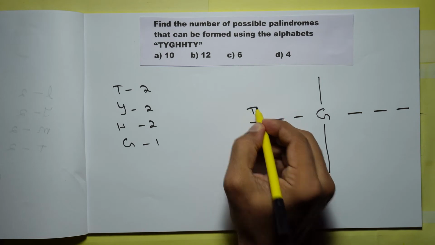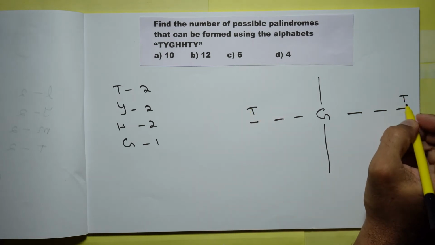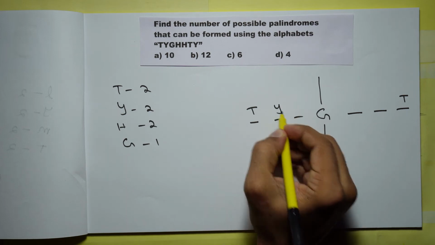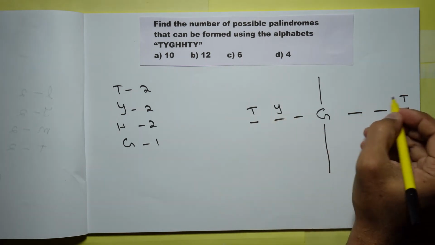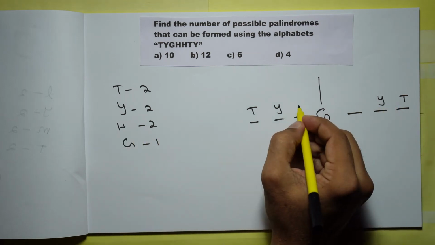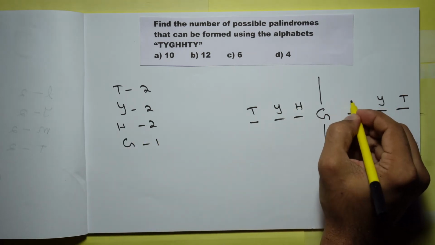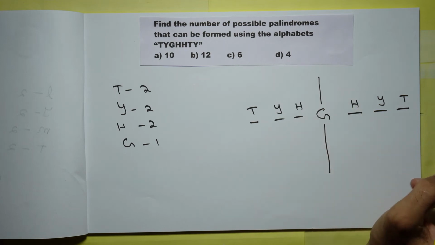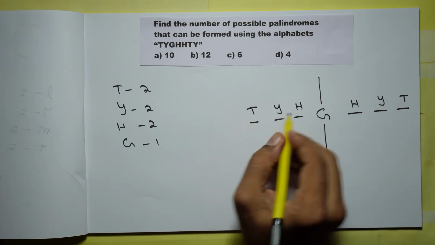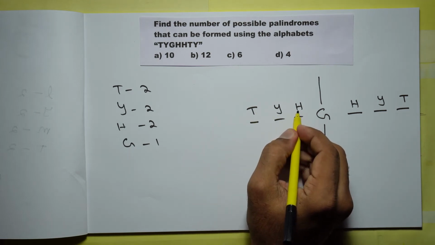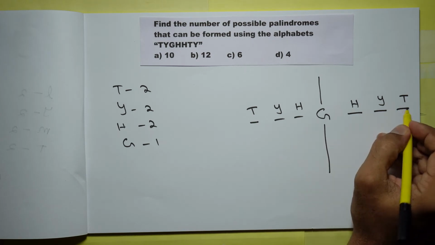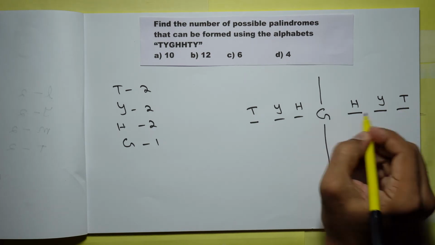Now 2 T's are there. So 1 T will be here and the other T has to be here. 1 Y will be on this side of the line. So 1 Y can be kept here. Then compulsorily the other Y should be kept here. 2 H's are there. 1 H, if you fill it here, then the other H has to be here. Now these 3 spaces can be filled in any order using T, Y and H. Then these 3 spaces should be filled in the same order from when you are reading from the right.